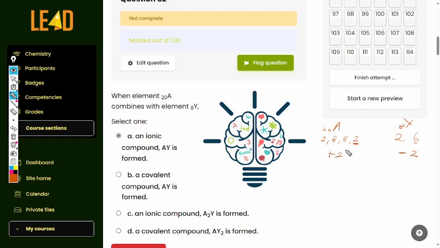So it means we're having a bond between 2 ions, a positive and a negative ion. So we'll have an ionic bond. But what then is the formula? Once you cross this, you're going to have A2Y2. And in their lowest term, 2 cancels 2, so we have AY. So it means it's going to give us an ionic compound, and AY is formed. So that's A.